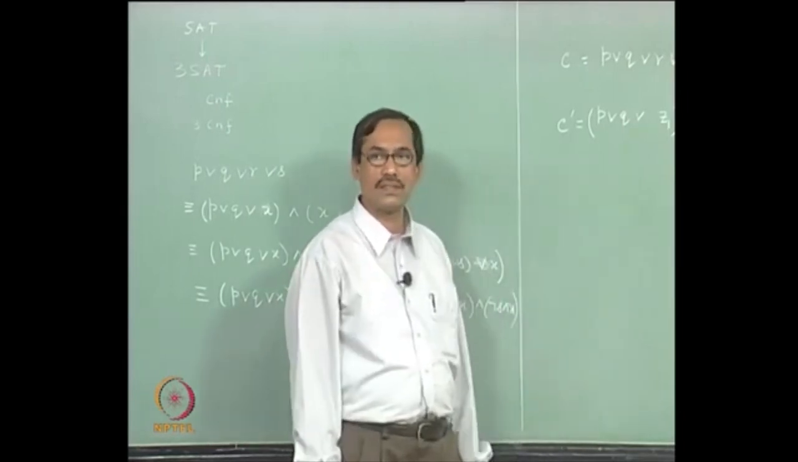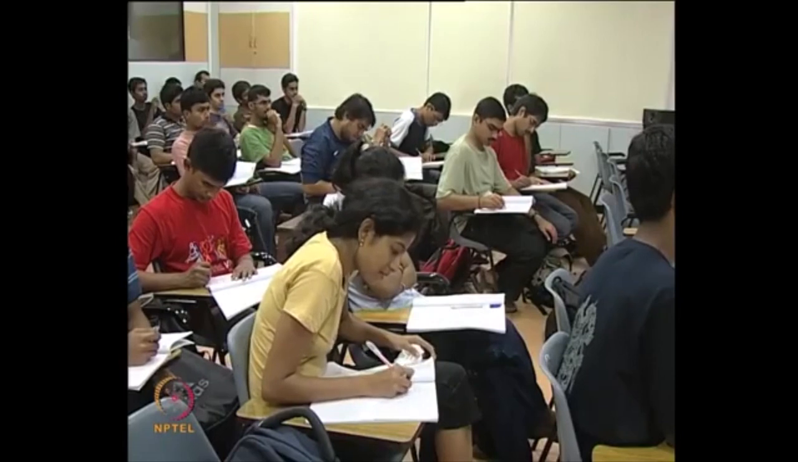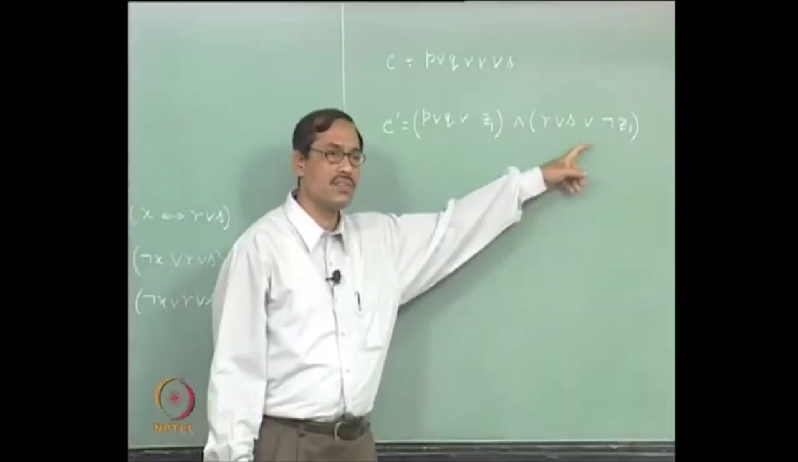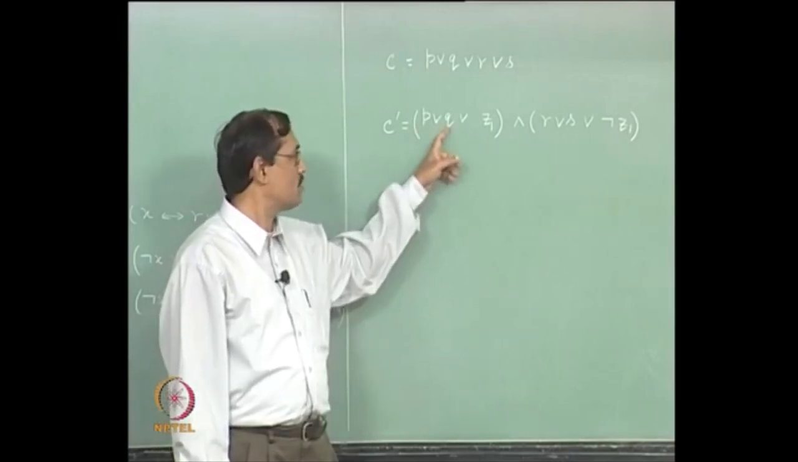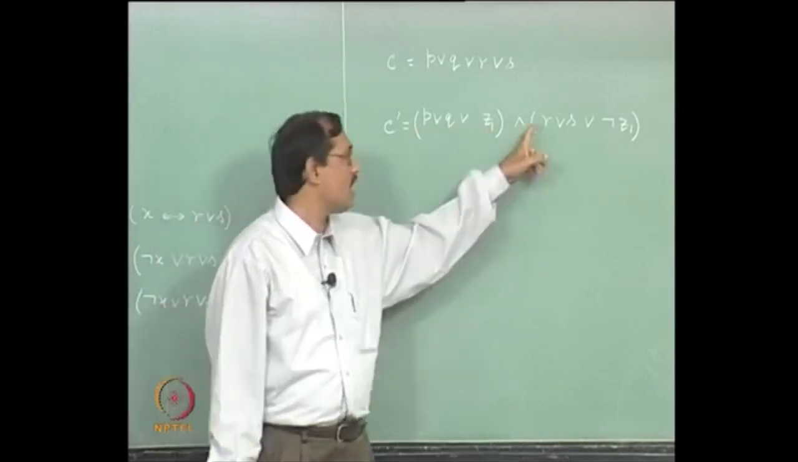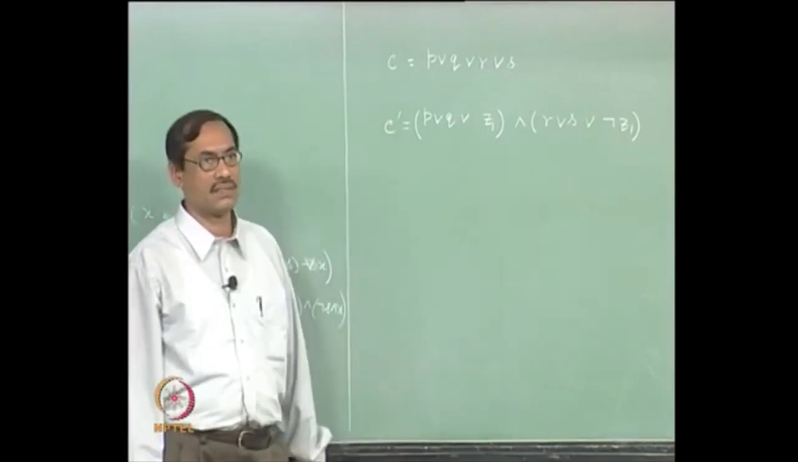What about the converse? Suppose C prime is satisfiable. That means both of these are assigned 1. p is 1, q is 1, z1 is 1, r is 1, s is 1, not z1 is 1 in the same interpretation.